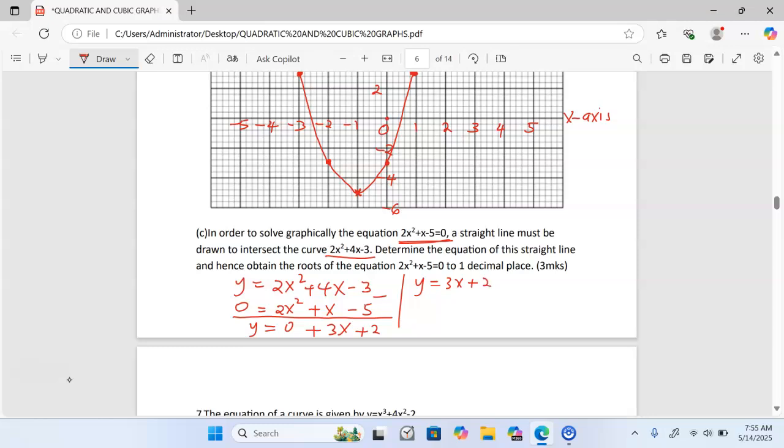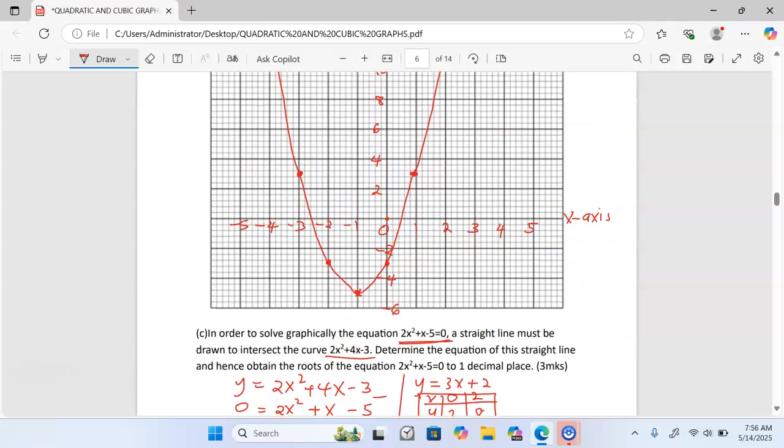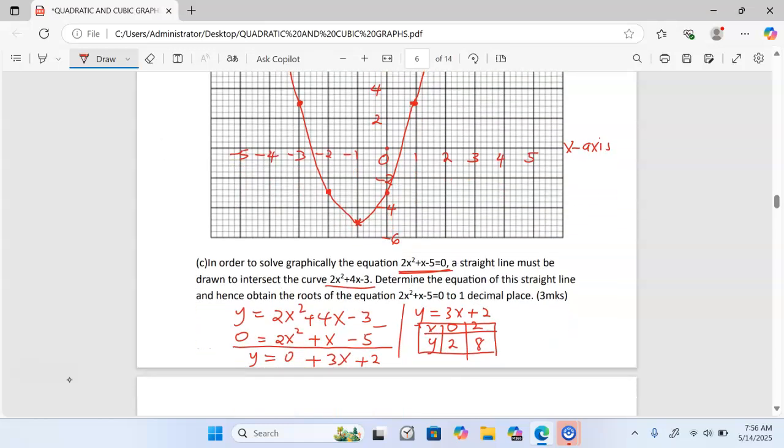plus 2. From here now we can make a table having the values of x and y for us to draw that particular line. If we assume the value of x is 0, then 3 times 0 plus 2, you get 2. And when x is, for example, 2, we are going to have 3 times 2, which is 6 plus 2, giving us 8. Those 2 points are enough for us to draw our line. From there, we can come to the graph and draw this line or plot these points.